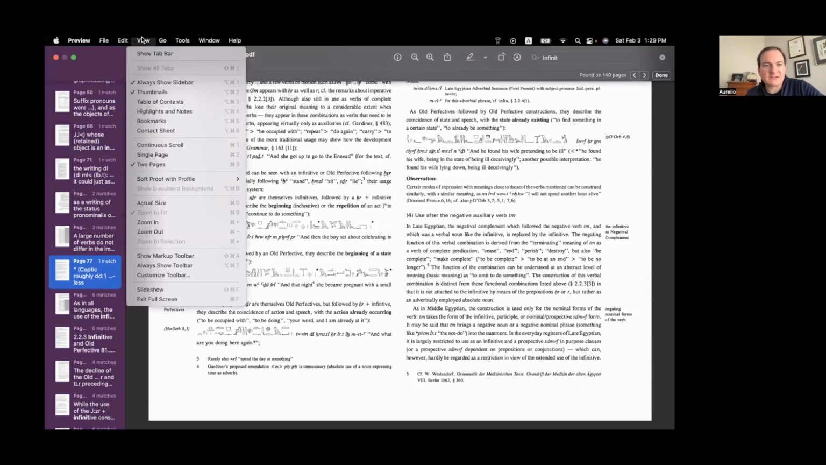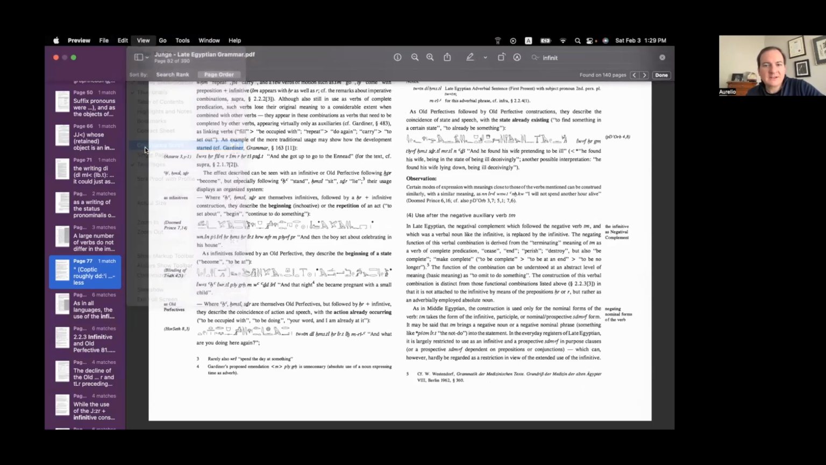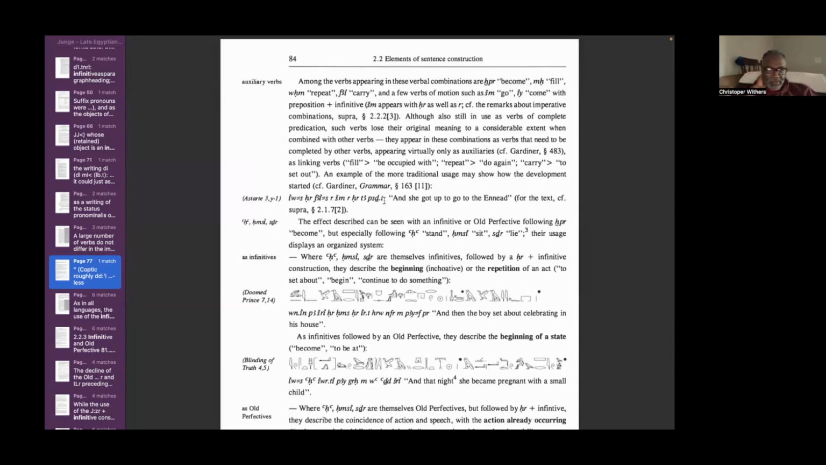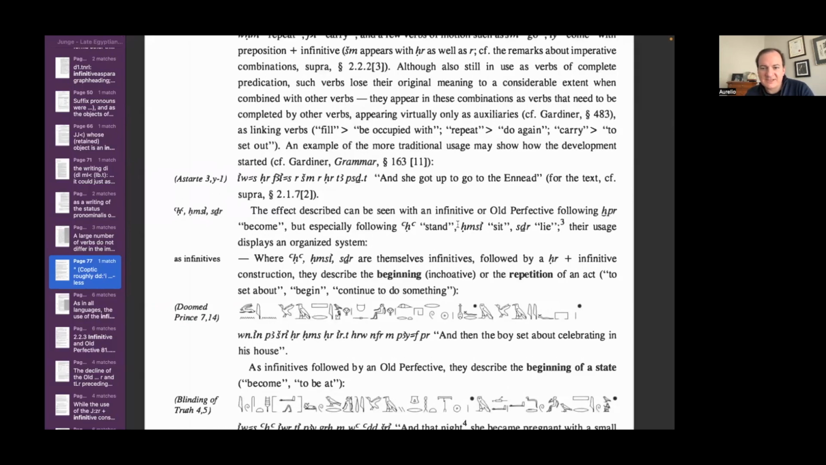We make this bigger. This is probably really hard to read. There's aha, hemes, and sejer. Here we go. That's right. The effect described can be seen with an infinitive or old perfective following reper, but especially following aha. Remsi, that was the one I was thinking of. Oh yeah, and sejer, like she sejered merti or something is what we had in the exercises. She was lying down sick, being sick, in that case.